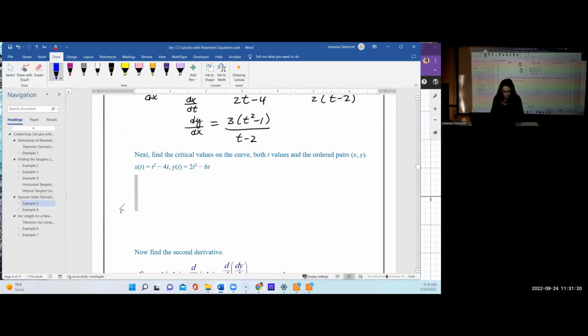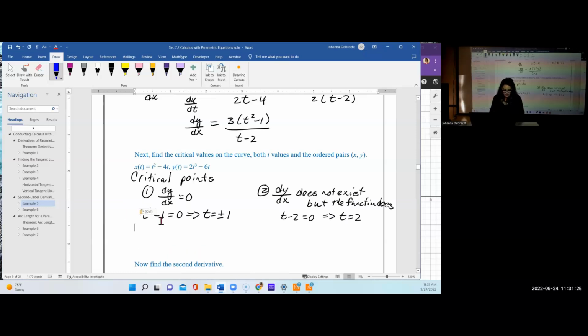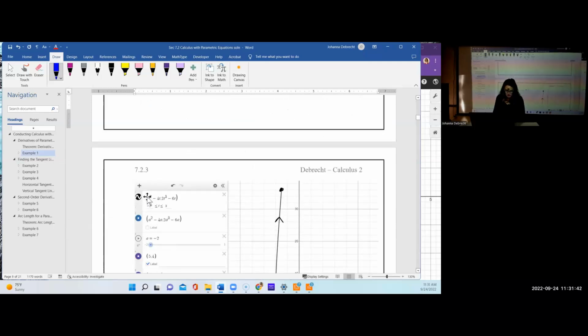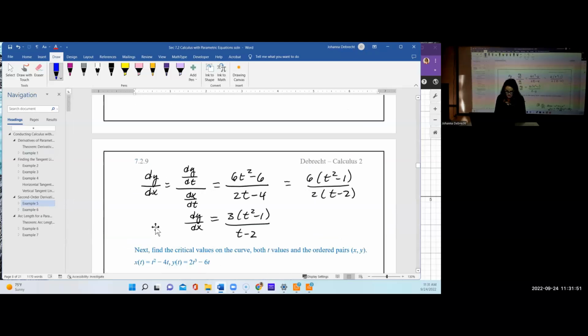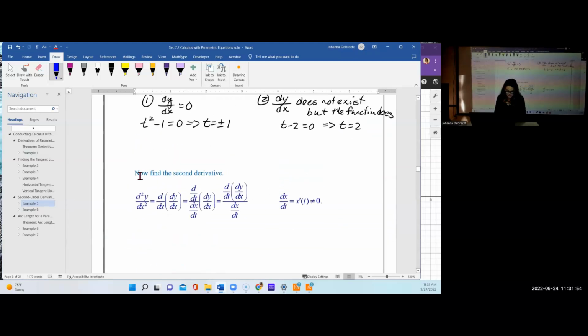Again, remember, critical points come in basically whenever you have the first derivative equal to 0 or the first derivative doesn't exist, but the point does exist on the curve, right? So we have these right here. And then it asks to find both the t values and the ordered pairs, which we also did in example 1. But we did it right here below the graph. All right, so let's paste this work down here.